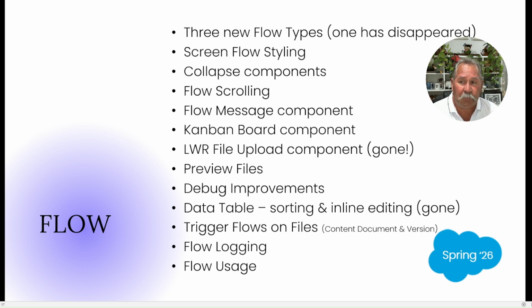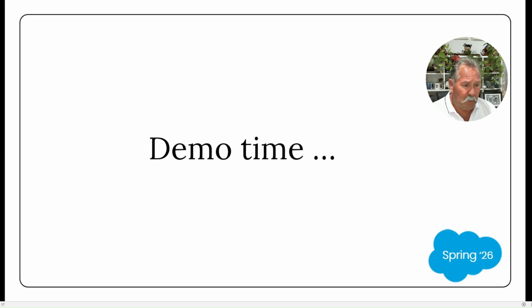The next two, being able to collapse components and scroll around the page more easily, is all about navigation, particularly when you're dealing with large screen flows or large complex flows. There's a new message component, a really neat looking Kanban board component. There was another file upload component, but it's disappeared already. There's a new feature to preview files, some improvements in debugging. There was some sorting and inline editing on data table, but that's been pulled already. But there are triggers now on files, so content document and content document version. You can trigger actions from those. And there are also some improvements to logging and showing where flows are used as well. So let's jump into the demo.